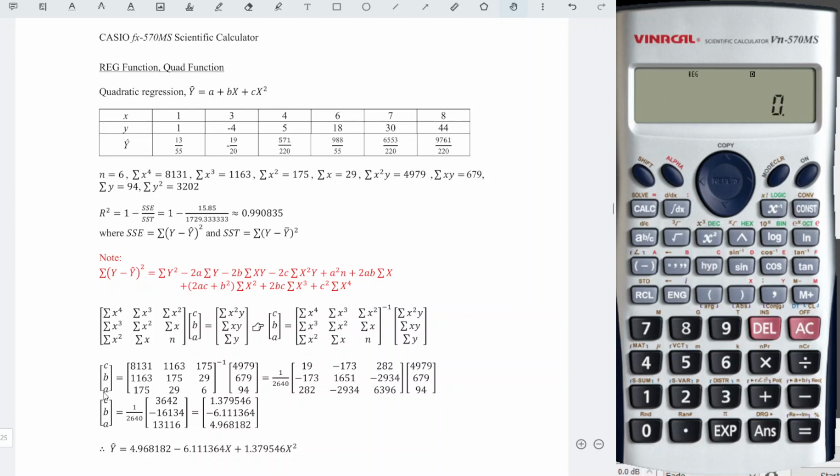If we want to determine the values of C, B, and A, we just have to press Shift 2, and we press right until we see A, B, C. We have to bear in mind that A for the calculator stands for the constant of the regression, or the y-intercept. B is the coefficient of x and C is the coefficient of x squared. So we must remember carefully so that we won't build a wrong model.